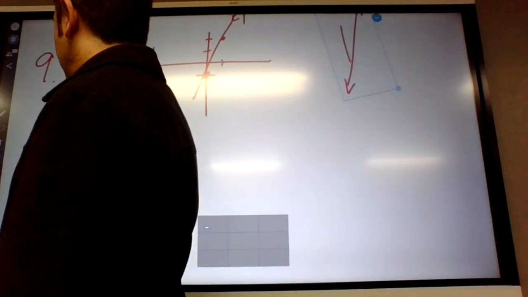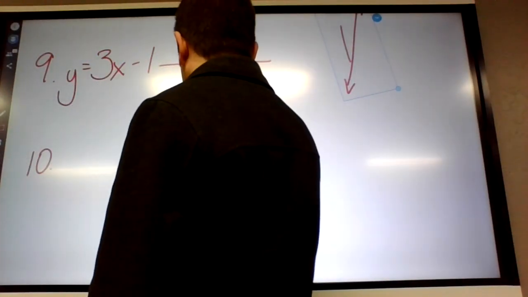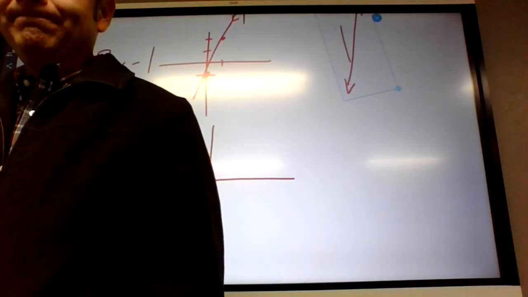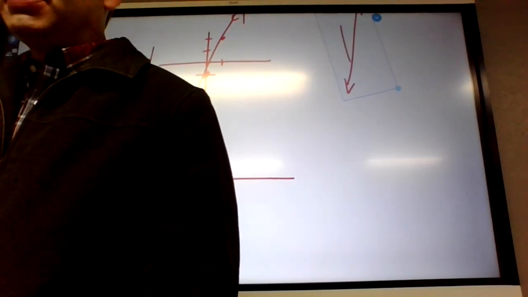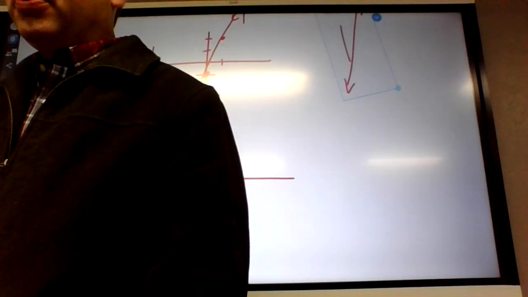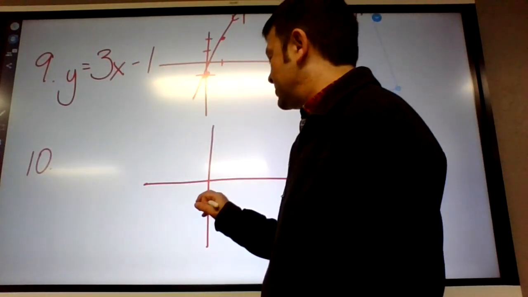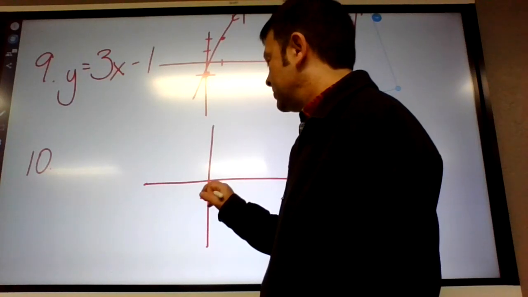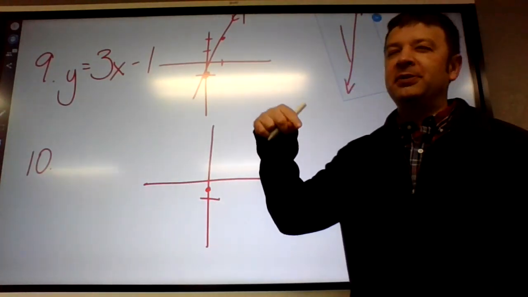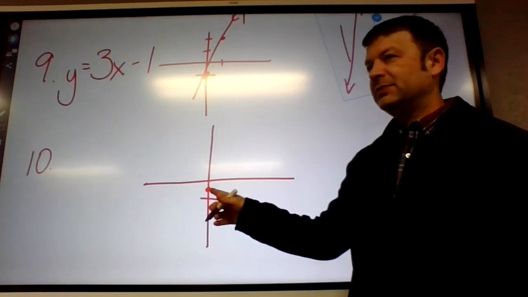Okay, number 10, they decided to throw a curveball. So you get help, is basically what it amounts to. Where do you guys think it's hitting the y-axis? It's not hitting any place nicely, unfortunately. 0.5. It's down. So negative half. Negative a half, or negative 0.5.